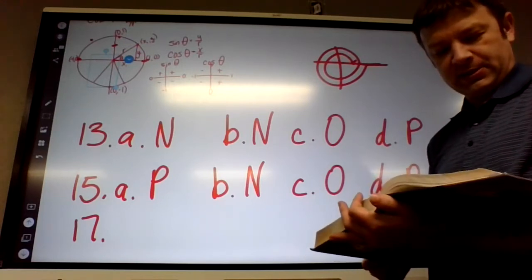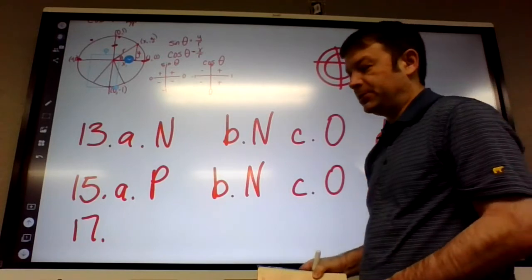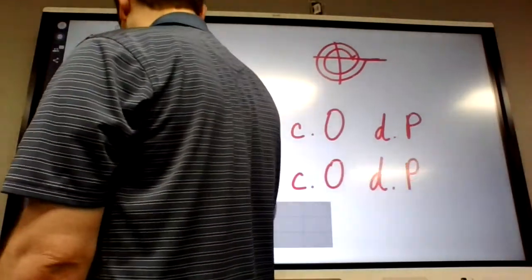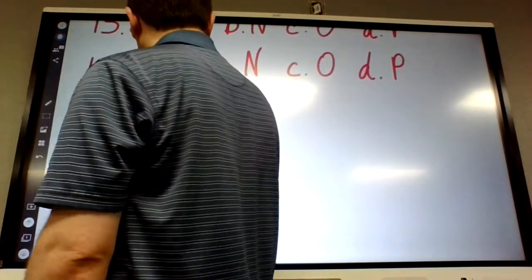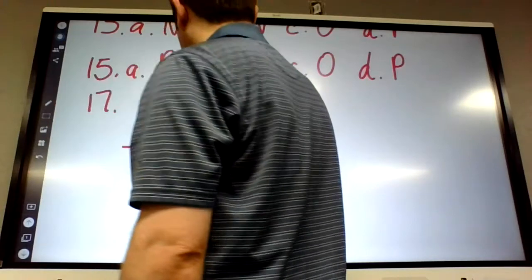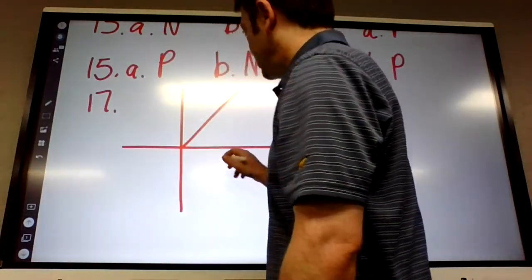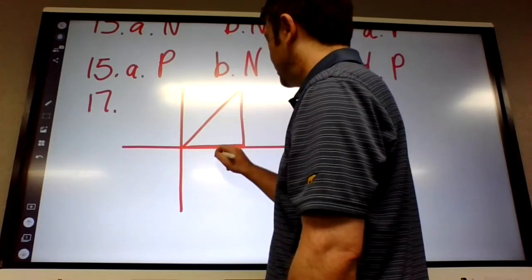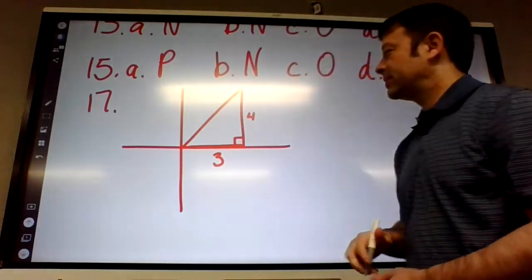Okay, 17 says find sine of theta and cosine of theta. We're going to use some right triangle tricks here. I'm going to draw this. So notice this is not a unit circle because it says that line is going to 3, 4, which would be farther than 1. But basically that tells us that it's going 3 to the right and 4 up. So you can make a little right triangle with that.